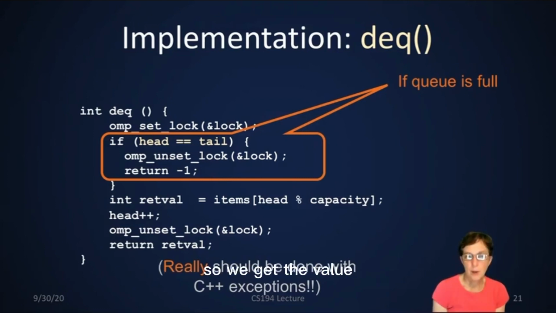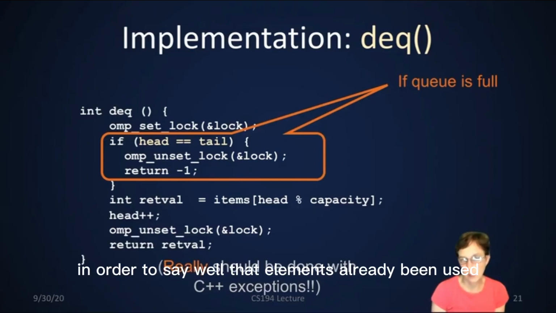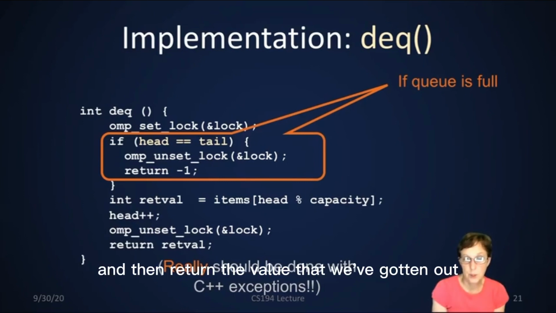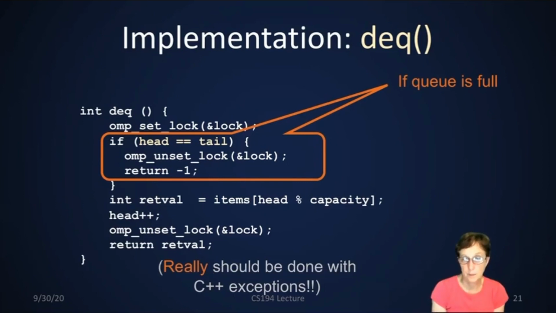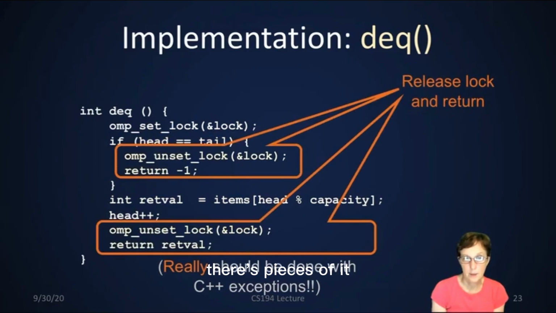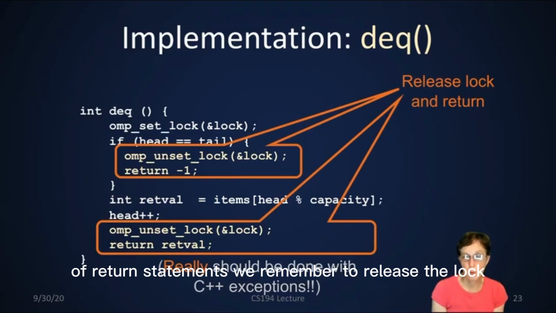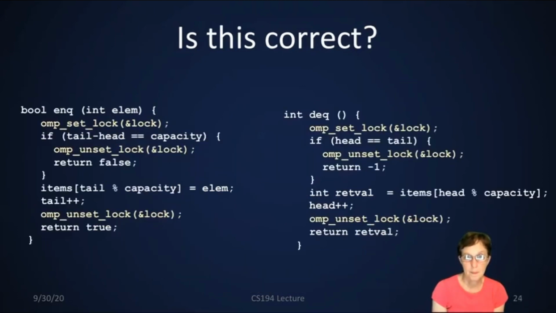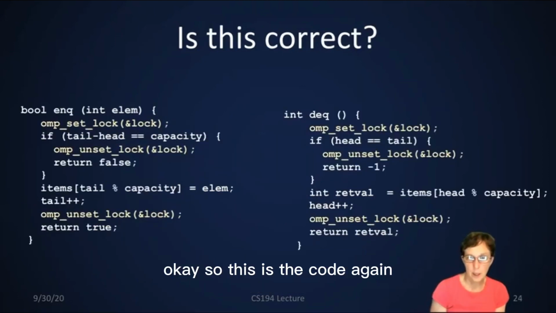So we get the value that's sitting at the head of the queue. We increment the head in order to say, well, that element's already been used, unset the lock, and then return the value that we'd gotten out. There's the pieces of it. And this just shows that once again, we need to make sure in both cases of return statements, we remember to release the lock. Okay, so this is the code again.